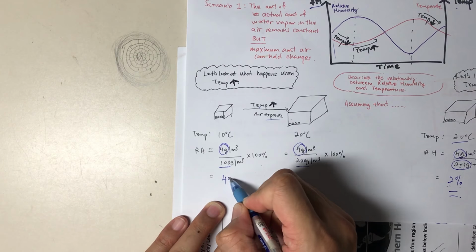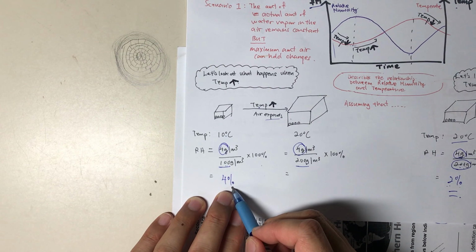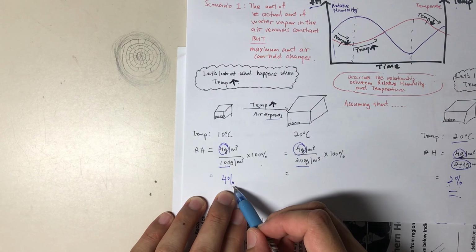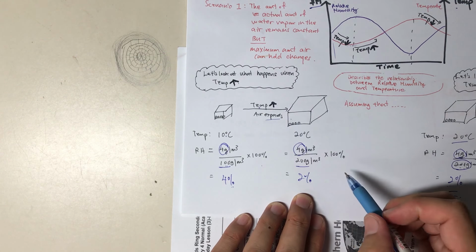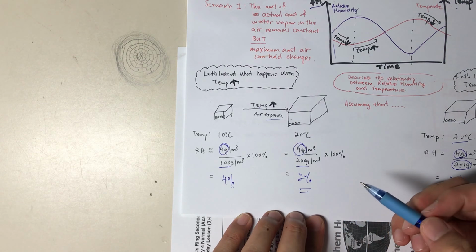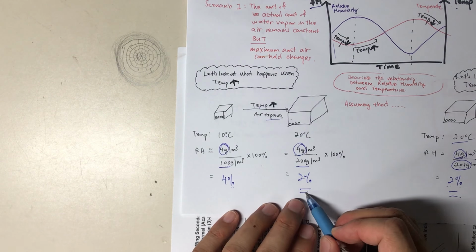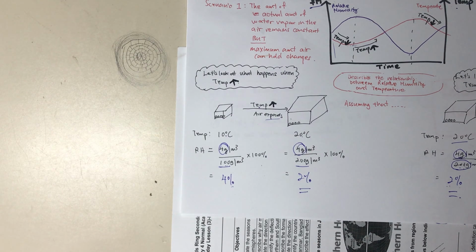As a result, previously at 10 degrees Celsius, when my relative humidity was 4%, my air was filled with 4% of water vapor. However, as air expanded, the current 4 grams will seem to now take a smaller percentage. The air currently at 20 degrees will only be 2% filled with water vapor.